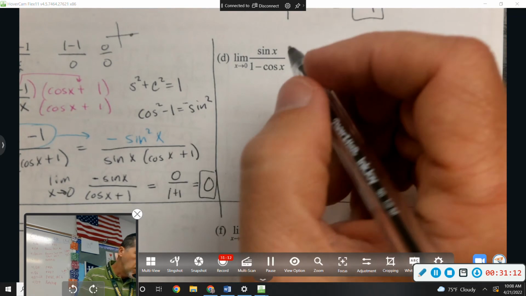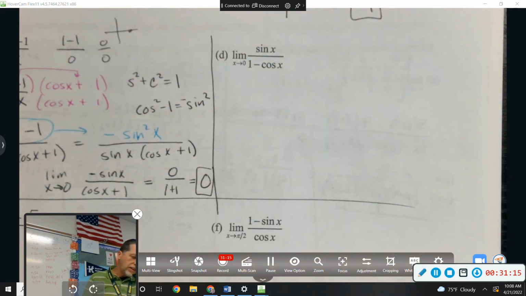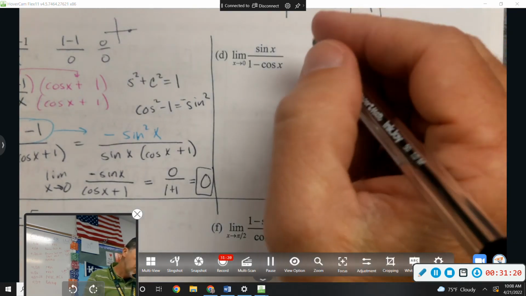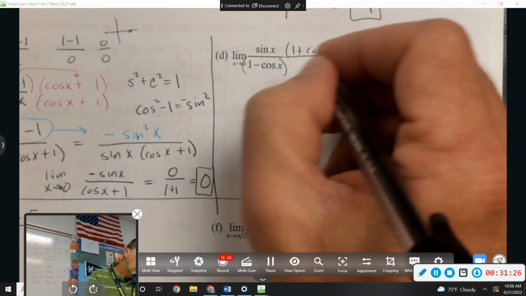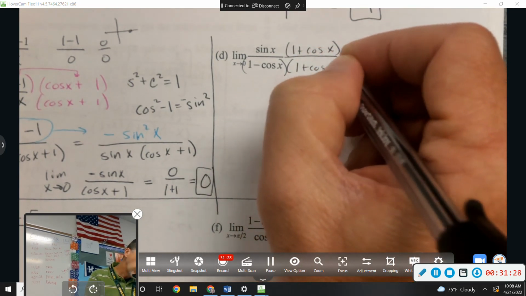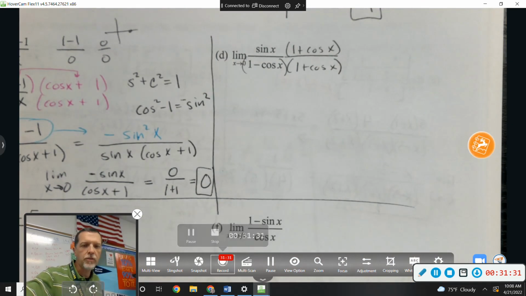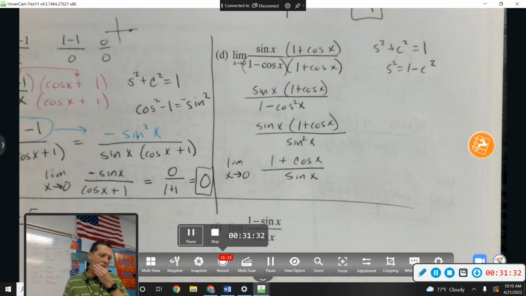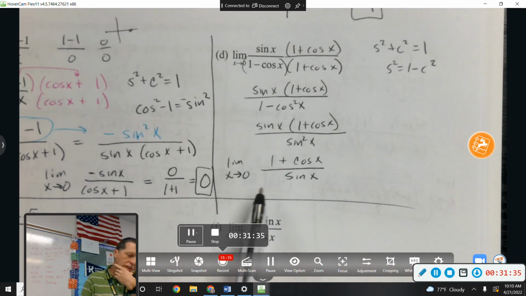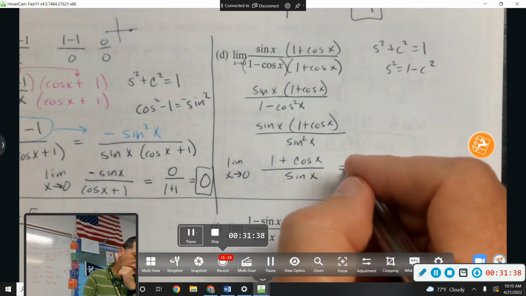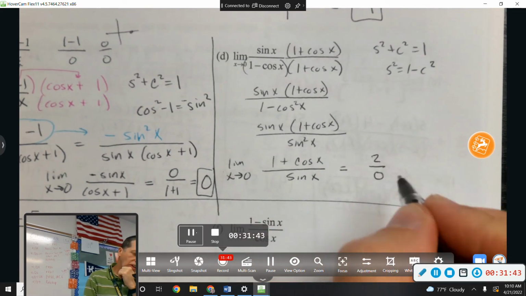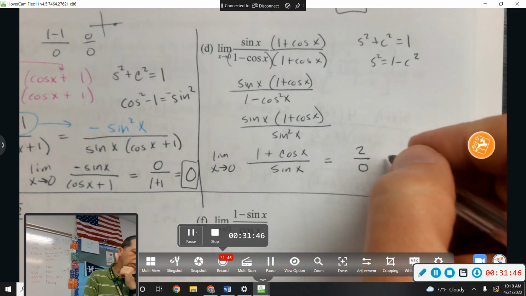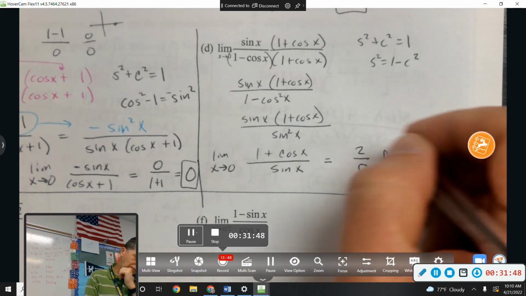What do you think we should multiply the top and bottom of D by? 1 plus cosine of x. So we'll pause and see if you can take that one from there. And then if we plug in 0, see 1 plus 1 is 2. Sine of 0 is 0. Uh-oh, if we have a 0 in the bottom, that's a DNE. We can't handle that.